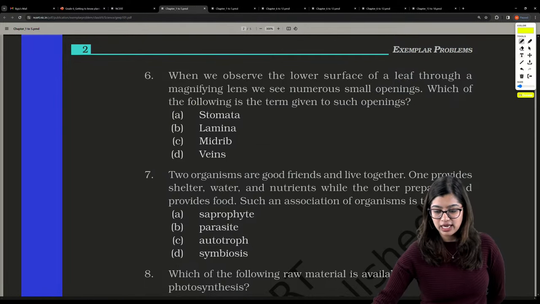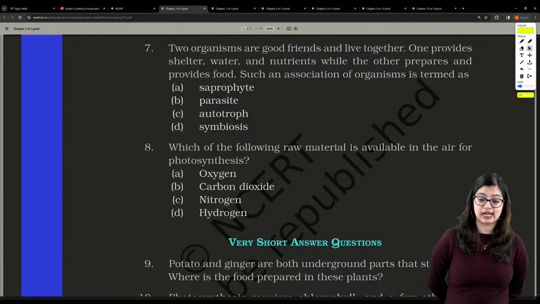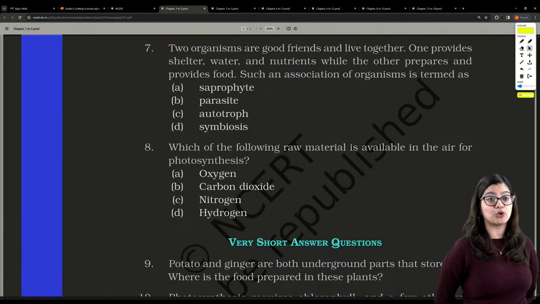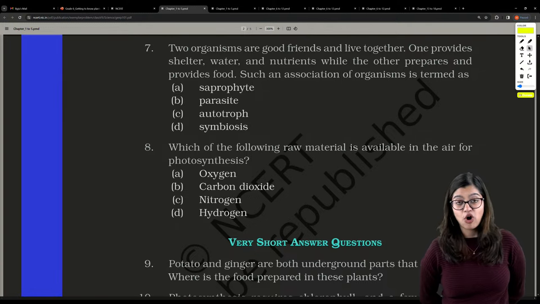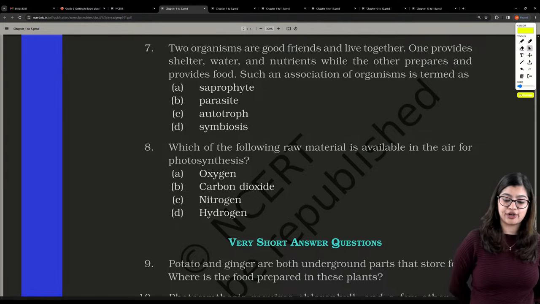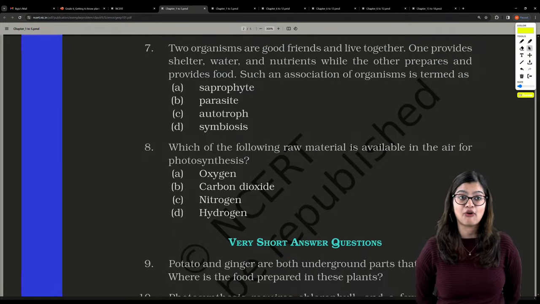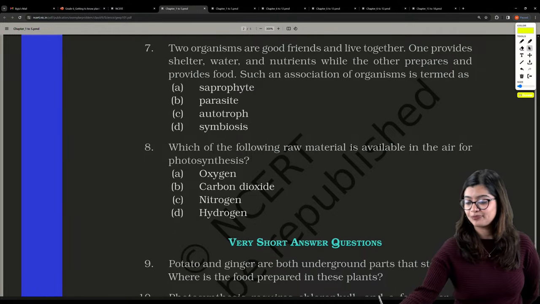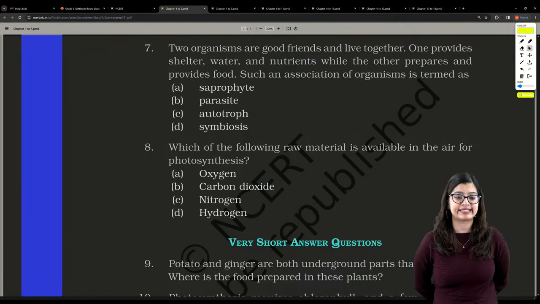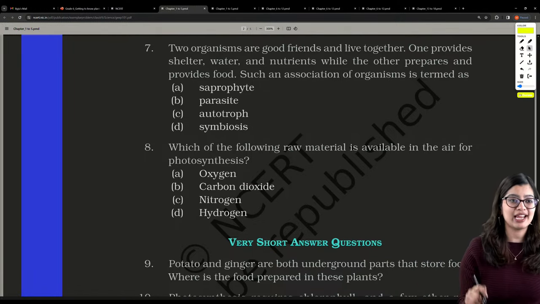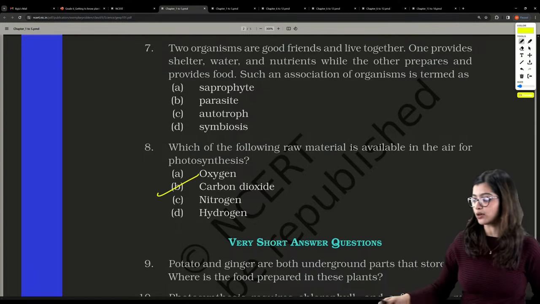Now let's move on to the last question for the day. Which of the following raw materials is available in the air for photosynthesis? We have oxygen, carbon dioxide, nitrogen, or hydrogen. I'm going fast because 99% of you don't have this chapter in the exam. But it's an easy chapter, right? Very good. So this right here is going to be carbon dioxide.